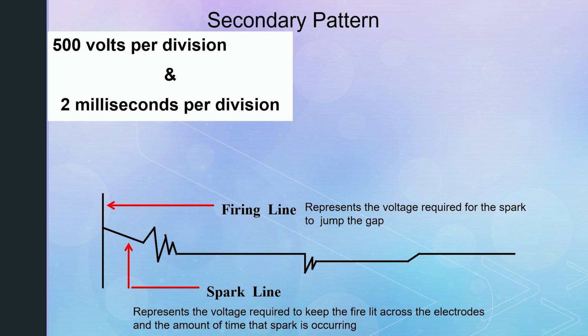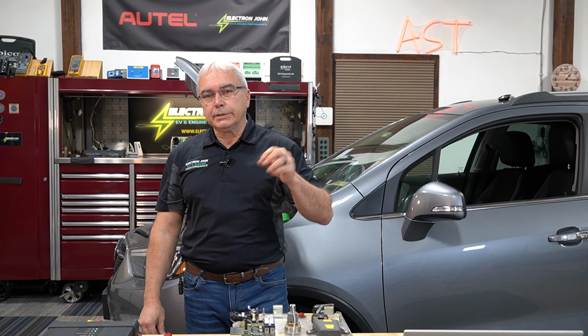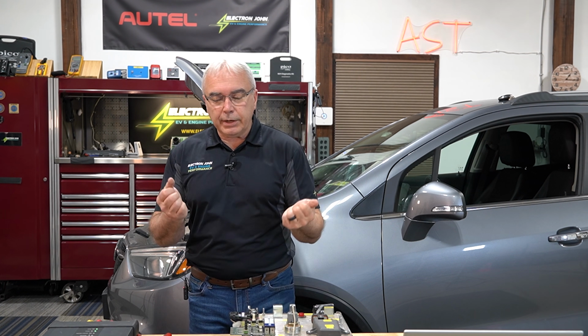Let's talk about ignition. Secondary ignition pattern. I've got the firing line and I've got the spark line. Now, think of the firing line as the amount of energy it took to jump the spark plug gap. And think of the spark line as the amount of energy it's taking to keep that spark or fire, or whatever you want to call it, going across the gap. And they're in 100% relation to one another. So if I was to take the firing line and the spark line and lay them out, that should equal out whatever the coil output voltage happens to be.